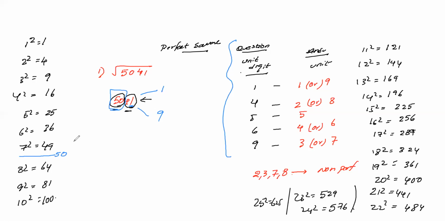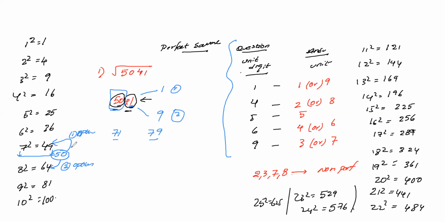49 is the square of 7, and 50 is just above it. So I have to decide whether the answer is 71 or 79. To check, I'll compare with the numbers. If 50 is close to 49, I'll take the first option, which is 1. If 50 is closer to 64, I'll take the second option, which is 9.